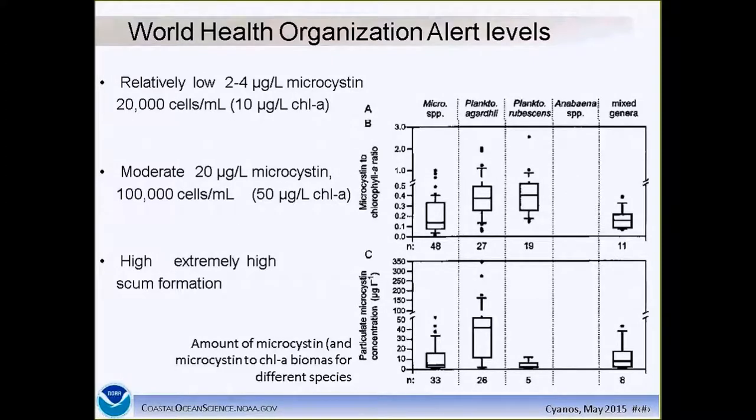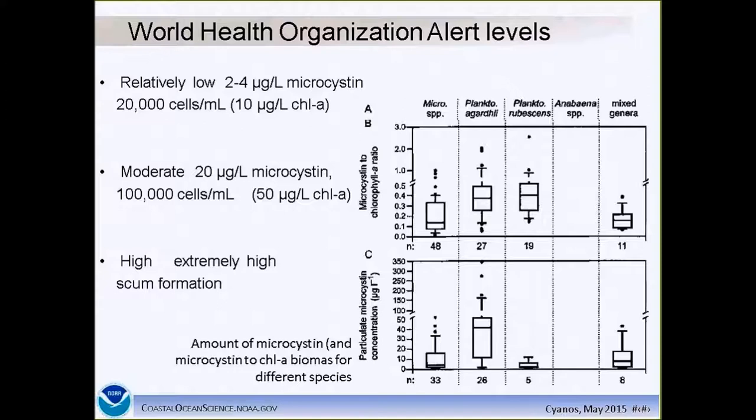The working levels from the WHO are alerts and the risks. The moderate risk is where you get your concern, and that's 20 micrograms per liter for recreational exposure. That's actually for adults. They say for children, 10 micrograms per liter of microcystin. Relatively low risk is 2 to 4, and then what they call extremely high risk is scum formation. The graphic here on the right is for different species, and they do have different amounts of toxicity, and the toxicity per biomass also differs. Planktothrix, for example, Planktothrix agardhii, has a relatively higher microcystin load as compared to Microcystis itself. So you can just see the relative bars on these.